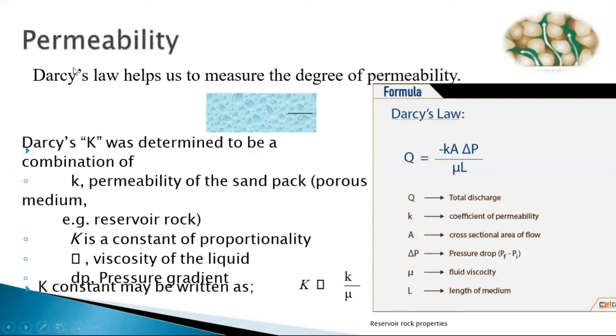He has an equation, and this K here represents the permeability. It depends on the area of the reservoir. It depends on the differential pressure, meaning the pressure at the injection point and the pressure at the discharge point. Also the viscosity of the fluid and the length matter. So Darcy's law gives us an equation which says that flow rate depends on the permeability, area, differential pressure, viscosity, and the length. That's what Darcy's law talks about.